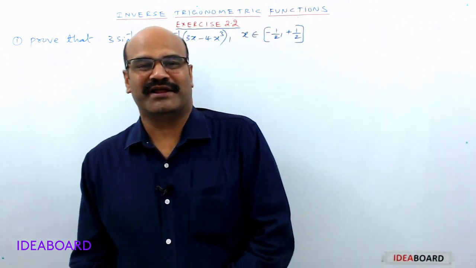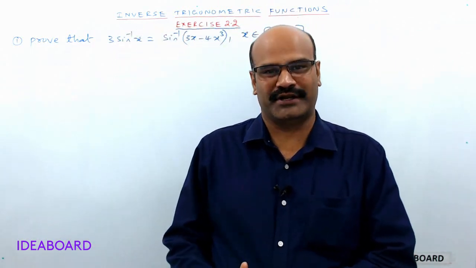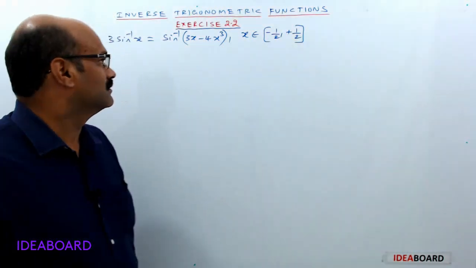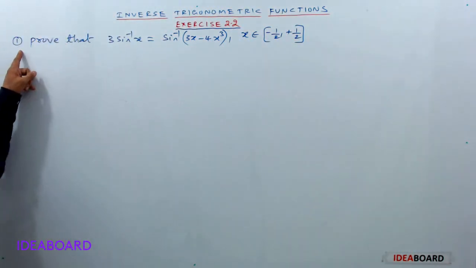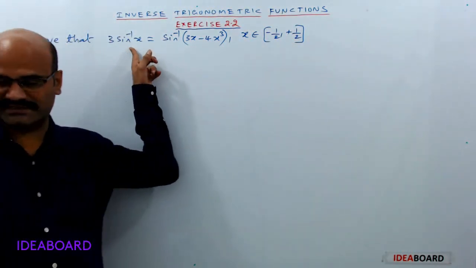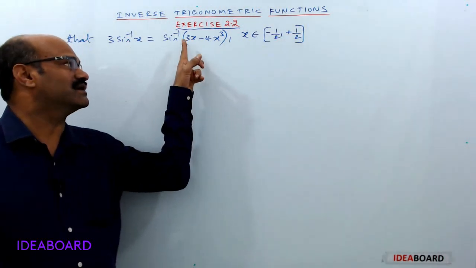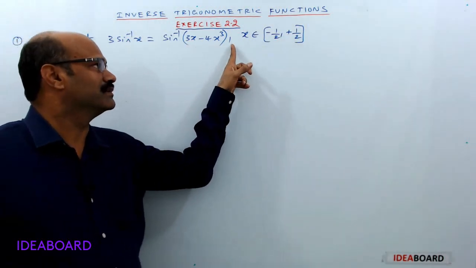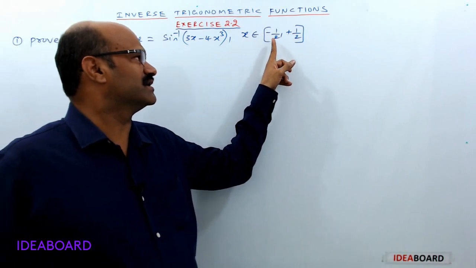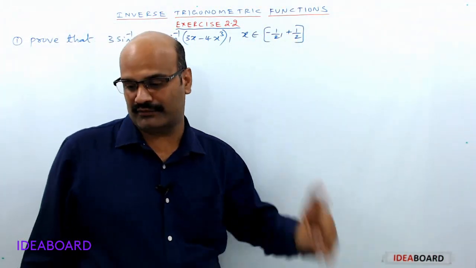Hi students, today I am doing the problems from exercise 2.2. First problem, prove that 3 sin inverse x equals sin inverse of 3x minus 4x cube, where x belongs to the closed interval minus 1 by 2 to plus 1 by 2.